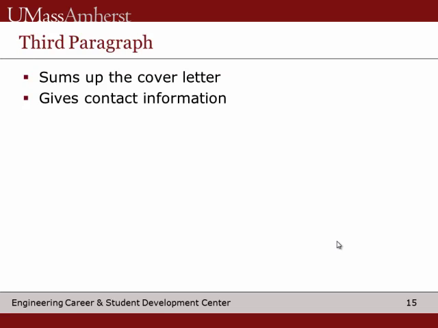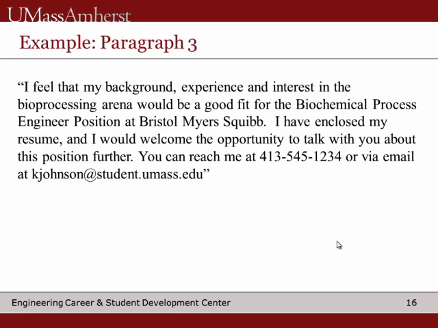The third paragraph sums up the cover letter and gives the recruiter information as to how he or she can contact you. It should sound something like this. "Based on my background, experience, and interest, I think I would be a good fit for the biochemical process engineering position. I've enclosed my resume and I would welcome the opportunity to talk with you further. You can reach me directly at 413-545-1234 or via email at kjohnson@student.umass.edu."